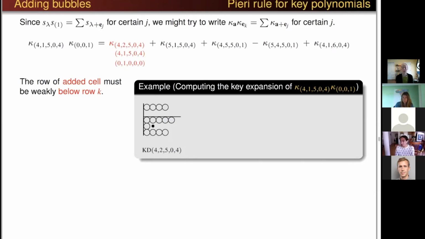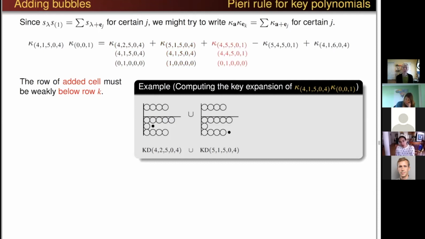Okay, so can we keep doing it? Well, the second one, absolutely. I've added a bubble in column 5, and that's in row 1, and I've just added a part, and that's low enough that I'm allowed to add it there. It's below 3 in this case. That's fantastic. And so the next one, well, now it sort of breaks down a little bit, but if you draw the picture, you see the structure.